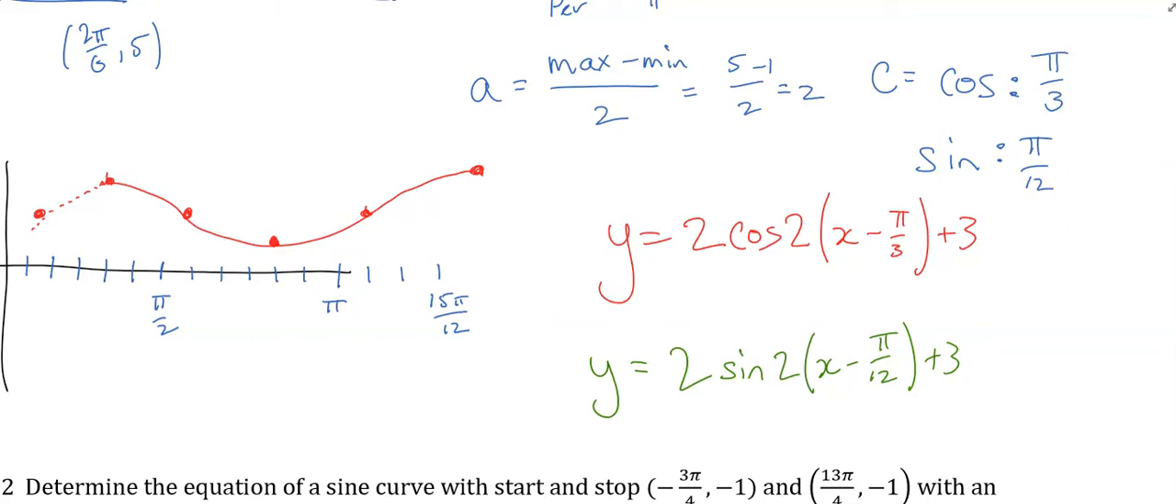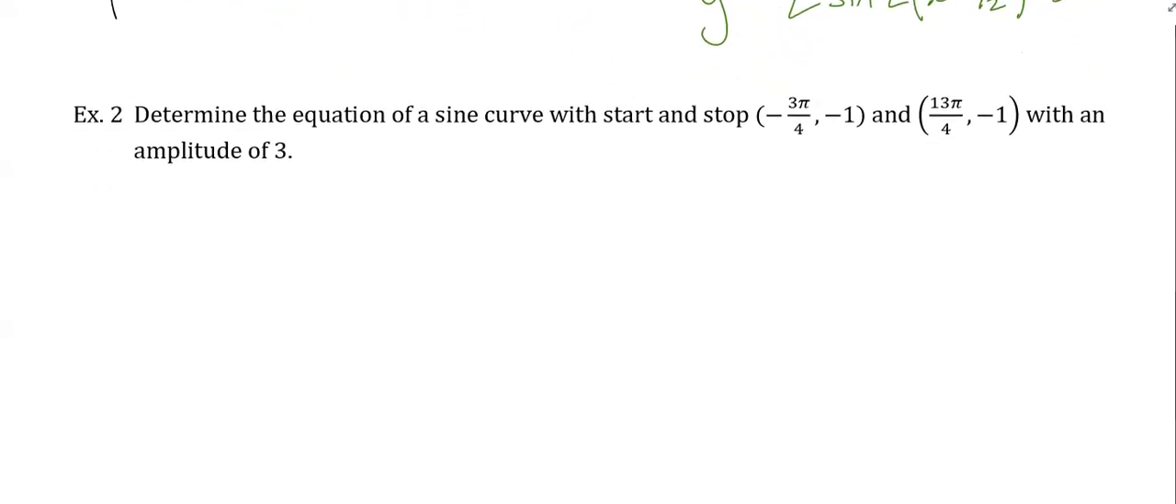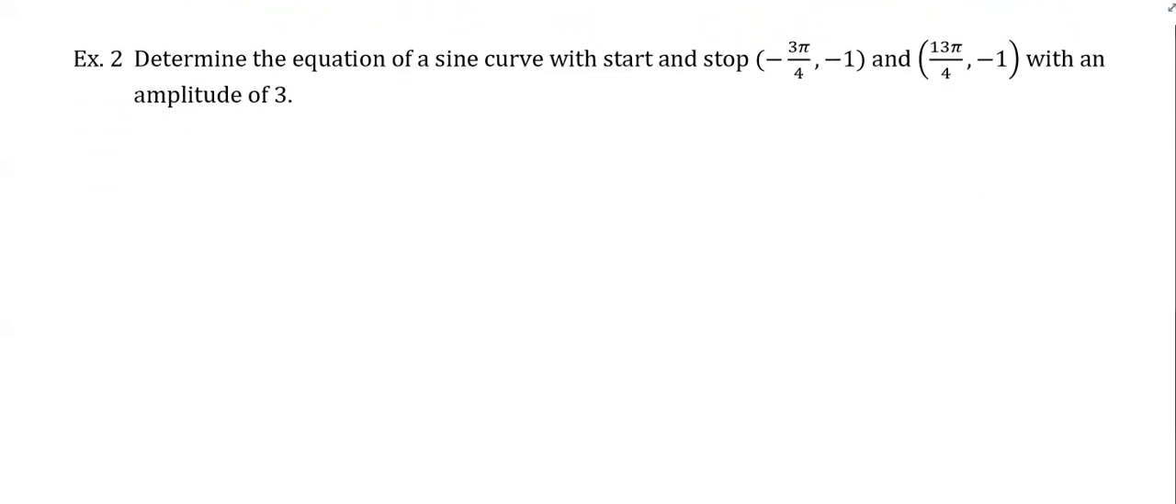Okay, let's do the next one. So this one may be easier. Determine the equation of a sine curve with a start and stop that are given and an amplitude of 3. Now, again, our goal is A, K, C, and D.